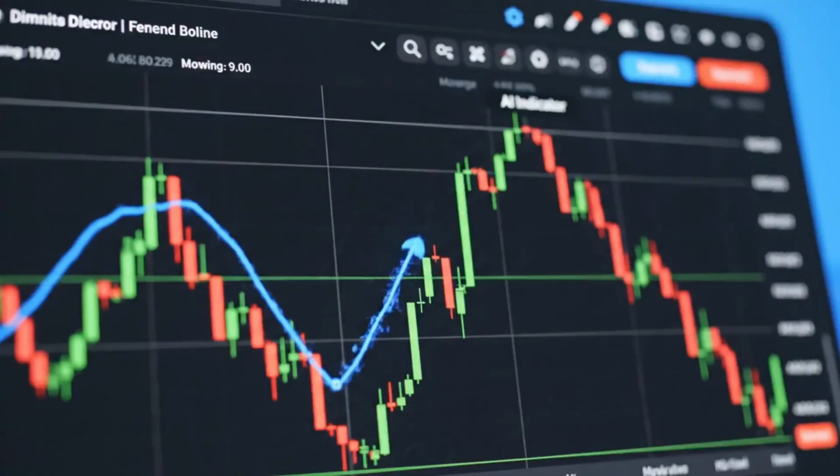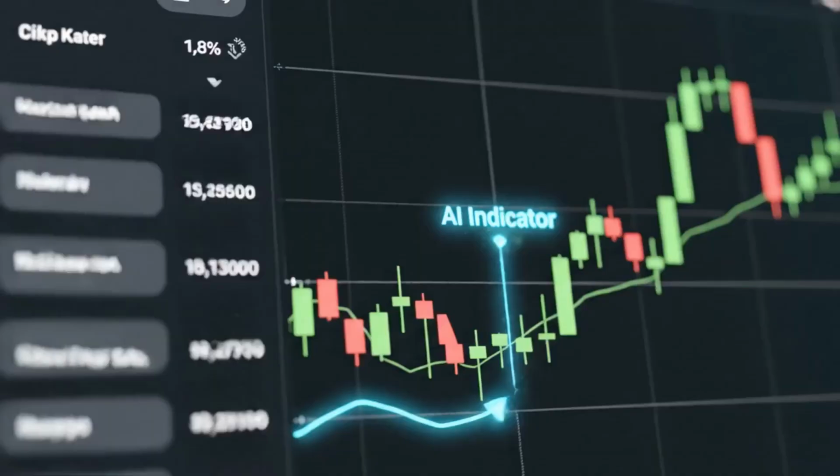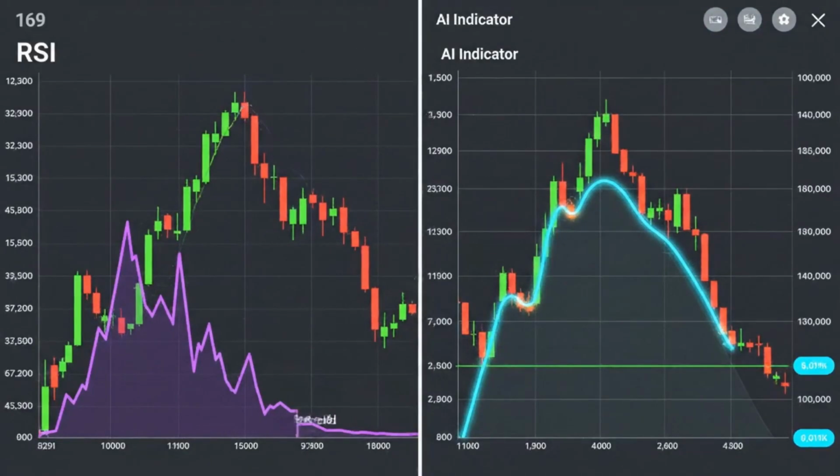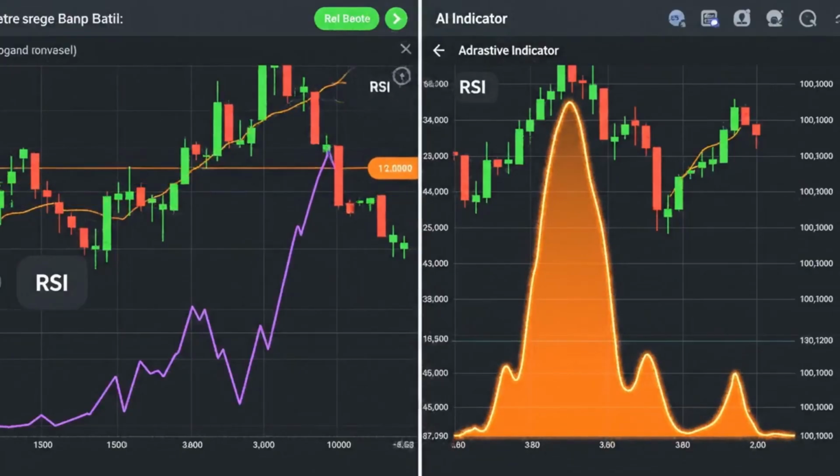AI indicators are not magic. They don't remove risk. They simply help traders process information faster and with less emotion. Think of traditional indicators as tools and AI indicators as smart assistants.